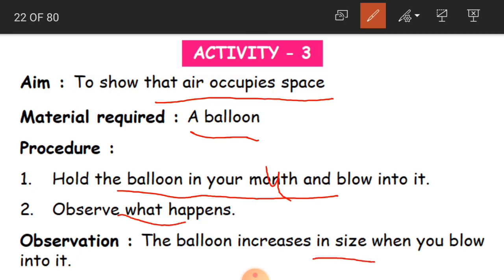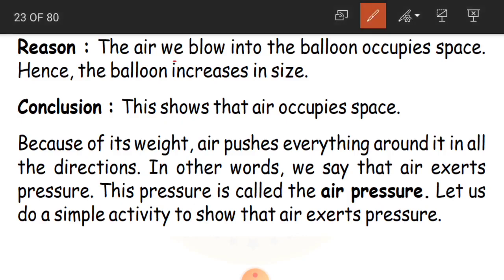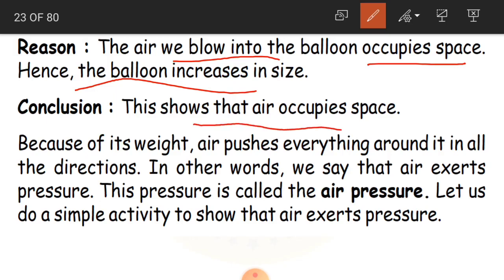What happens? The balloon increases in size when you blow into it. When you keep it in your mouth and blow, the air going into the balloon increases its size. Yes or no, children? Yes. So why is this? The reason is the air we blow into the balloon occupies space, hence the balloon increases in size. Whatever air we blow into the balloon occupies the space inside it, so the balloon increases in size. What is the conclusion? This shows that air occupies space. Clear, children? Even a cycle pump, tires also. When we blow air into the cycle tire, it increases in size. In the sense, air occupies space.